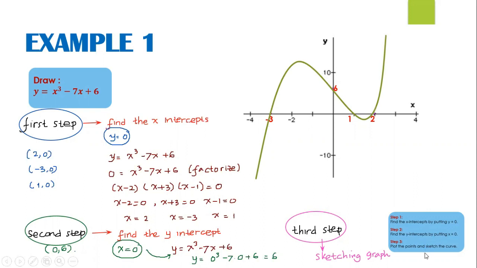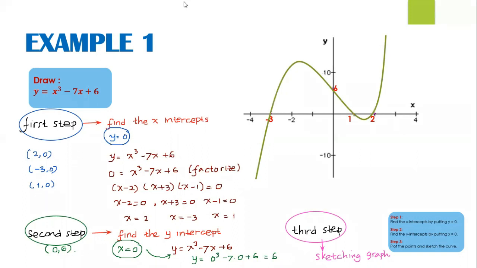By sketching the graph, it means you have to follow 3 steps: first step, second step, and third step. Very easy, right? Okay, very good. Hopefully it's very clear to you. Okay, now we go to the second example.